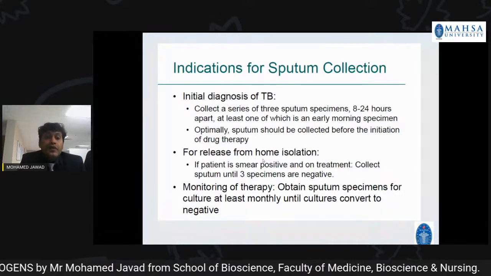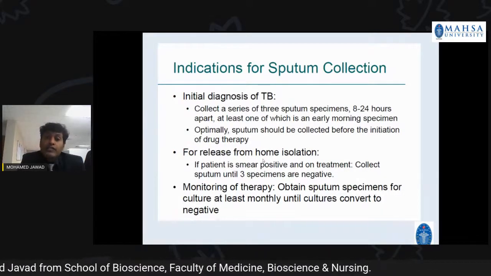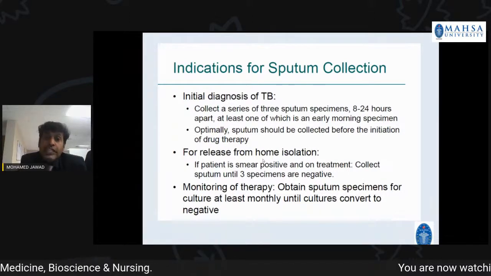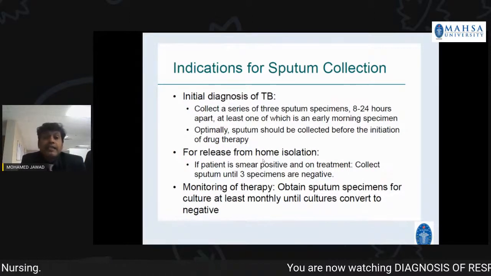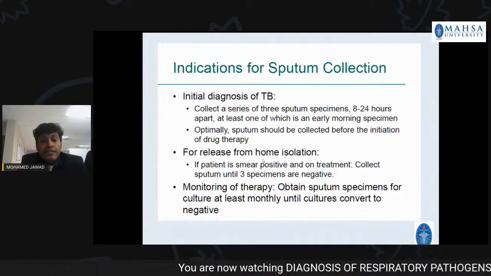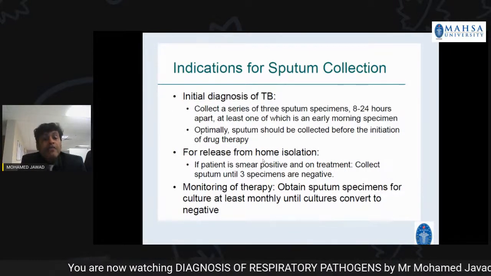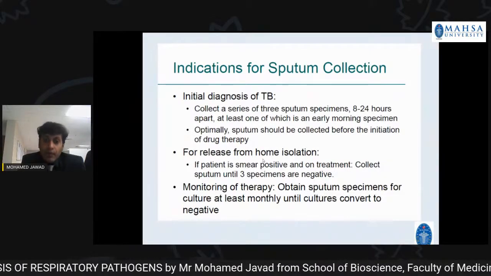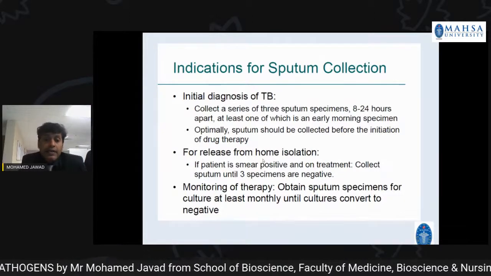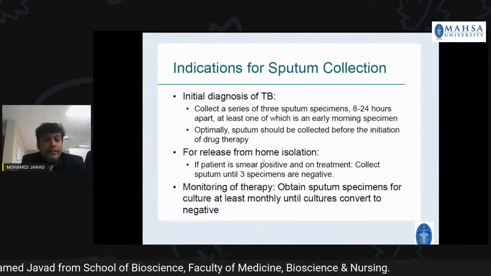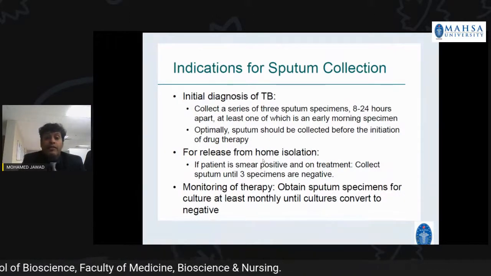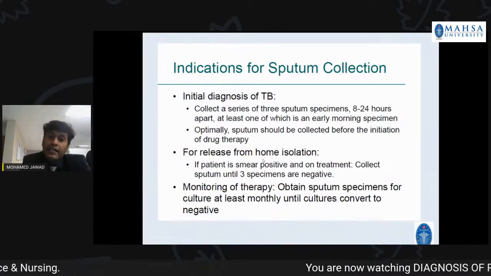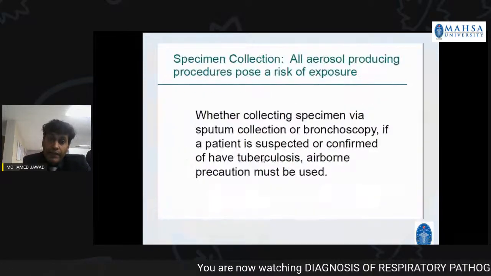Then for release from home isolation: if a TB patient's smear is positive on treatment, we collect three sputum specimens, and only if they are negative do we release the patient from home isolation. That's a very important thing. Then monitoring of the therapy is also very important. So obtain a sputum specimen for culture at least monthly until it converts to negative.